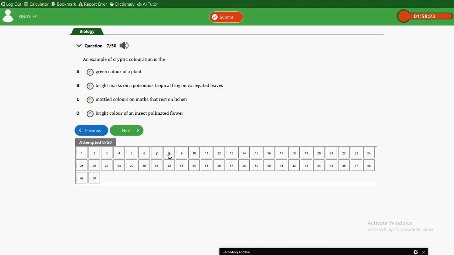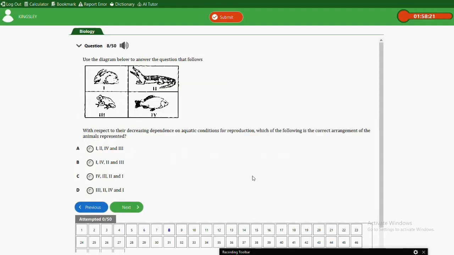So the mottled coloration on the moths actually is a way of camouflaging. So option C is the right answer to this question. So let's look at the next question in a bit. So that's question number 8 here.